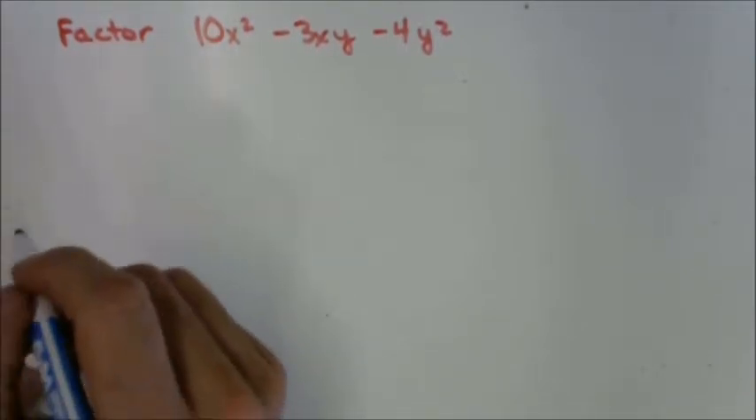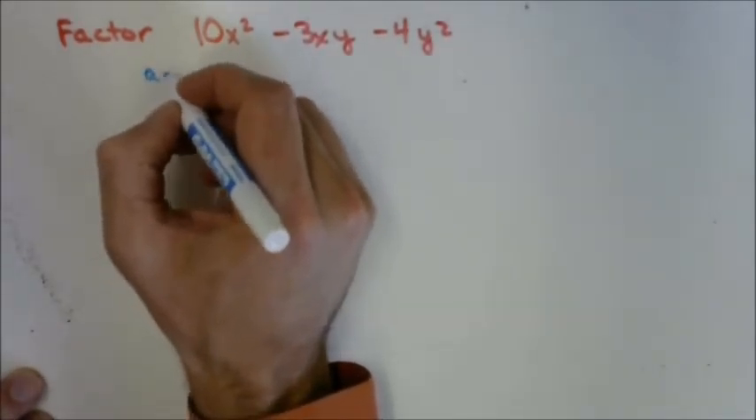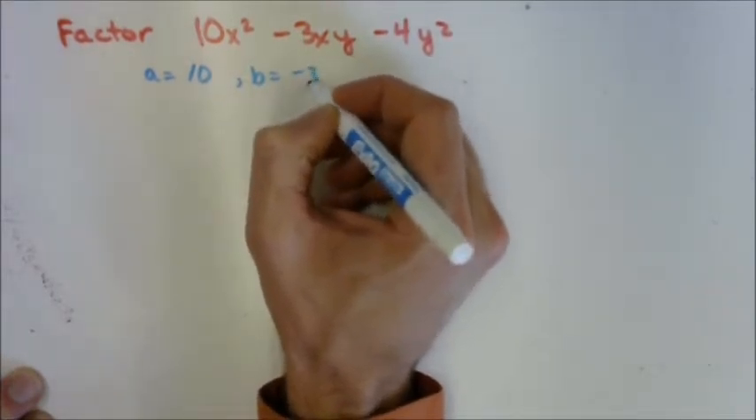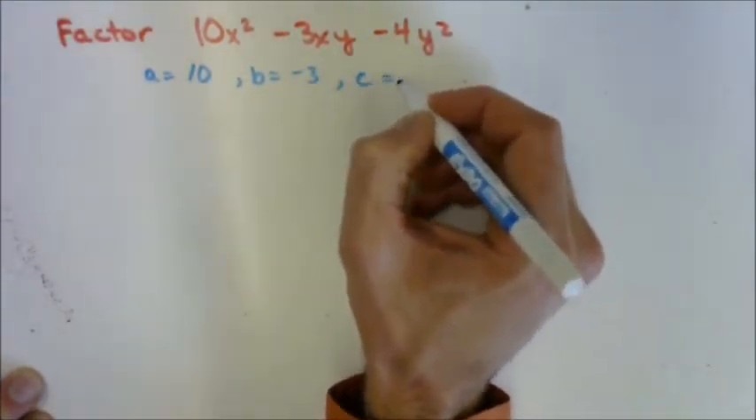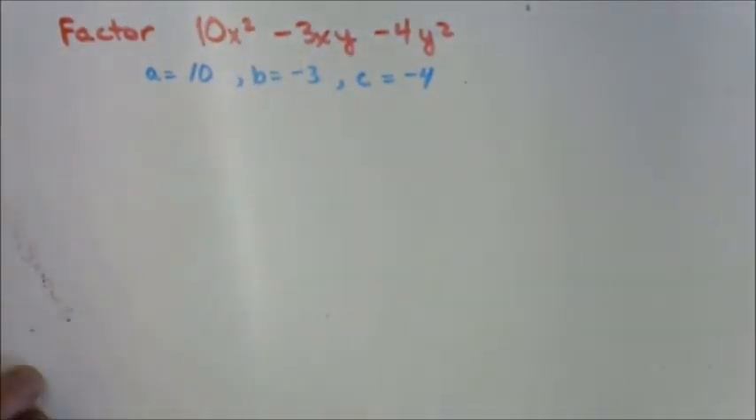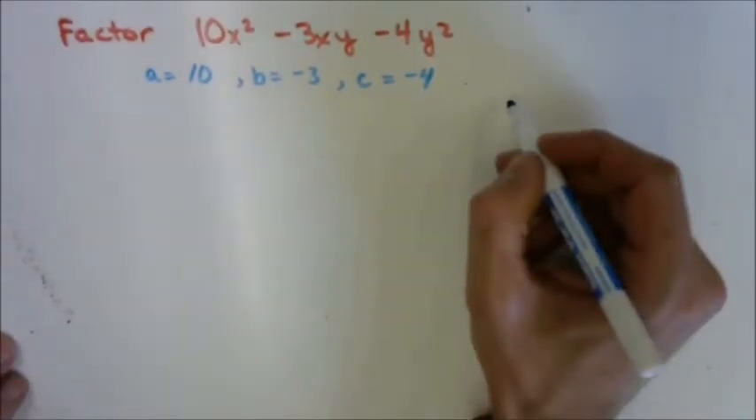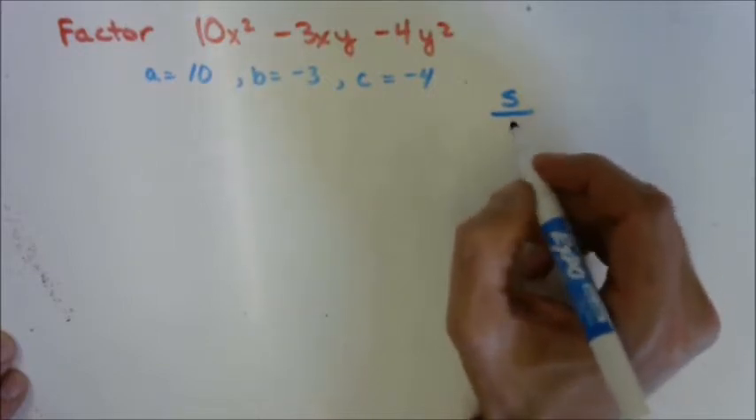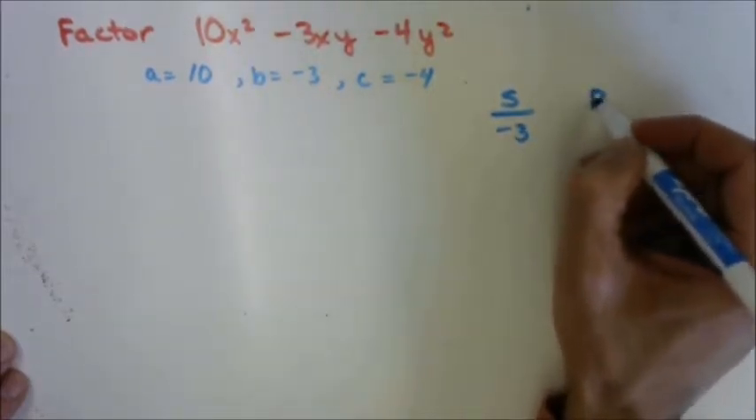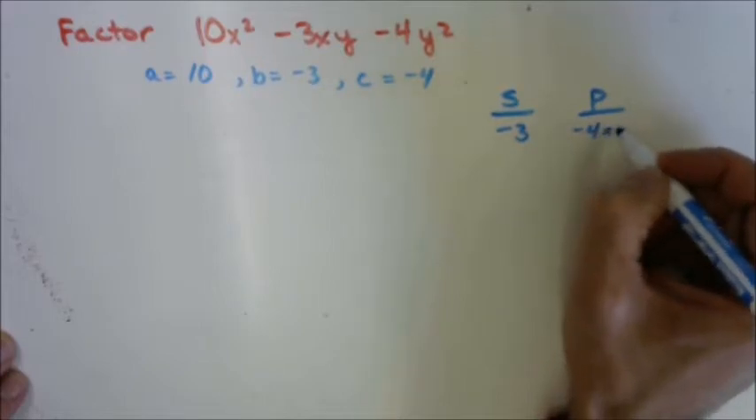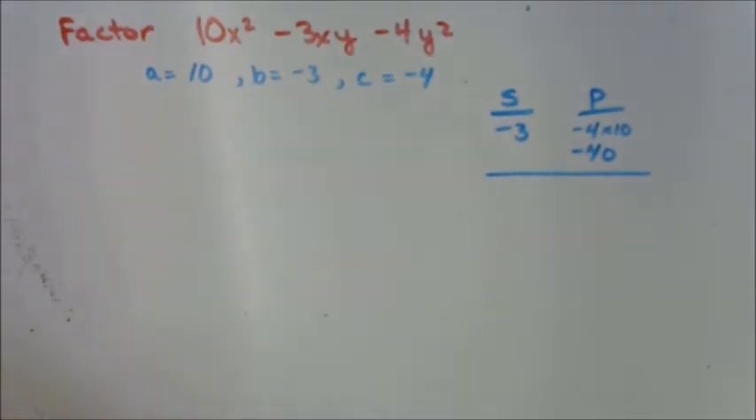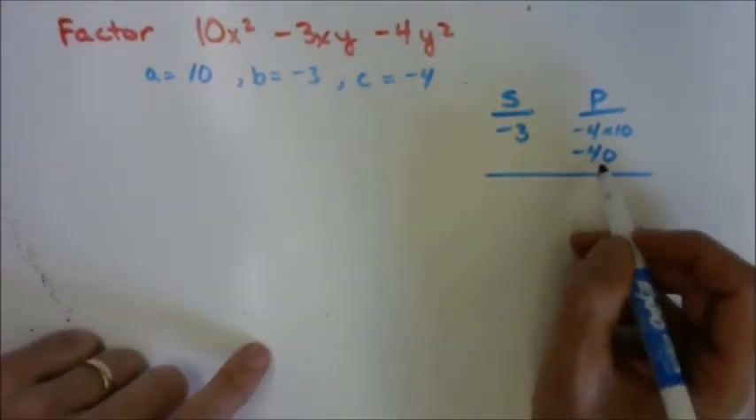So again, we're just identifying a, b, c in the same way. A is the coefficient in front of the first term, that's 10. B is the coefficient in front of the second term, that's negative 3. And c is the coefficient in front of the third term, that's negative 4. So now we need to find two integers whose sum is negative 3, that's b, and whose product is negative 4 times 10, or negative 40. So we're going to list all of the factors of negative 40.